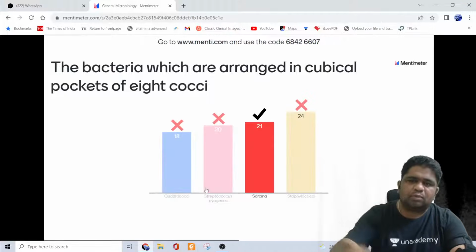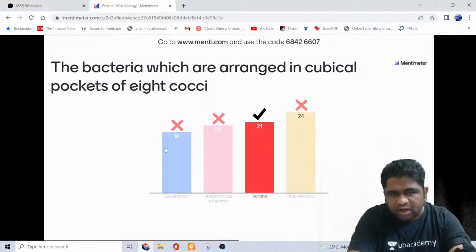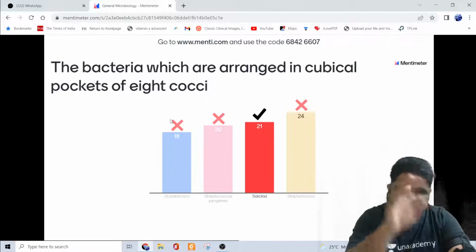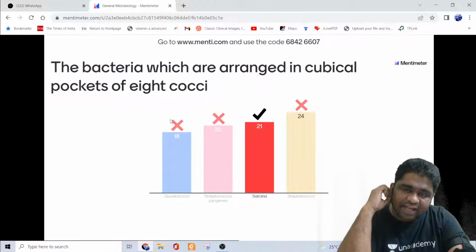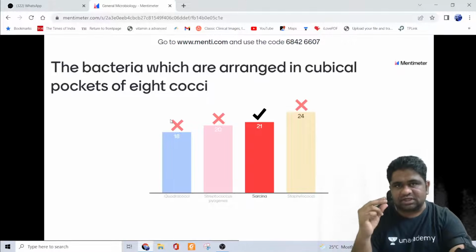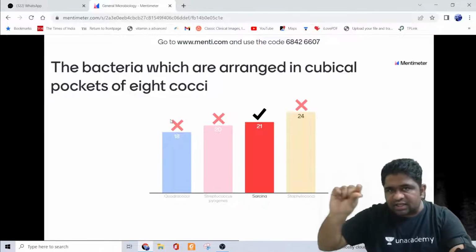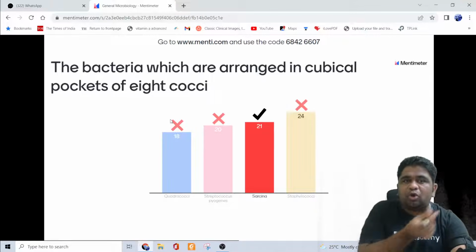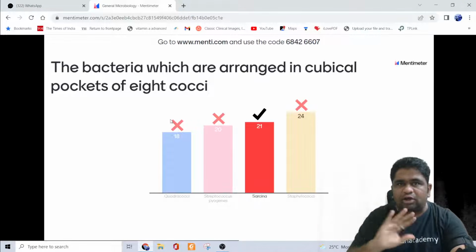Okay, so almost equal number of people have given the answer. Remember, quadracocci means 4 cocci present, but there is no actual organism that is named as quadracocci. It's a googly question. Streptococcus pyogenes are bacteria arranged in length of chains. Streptococci is in length of chains, not as packets.